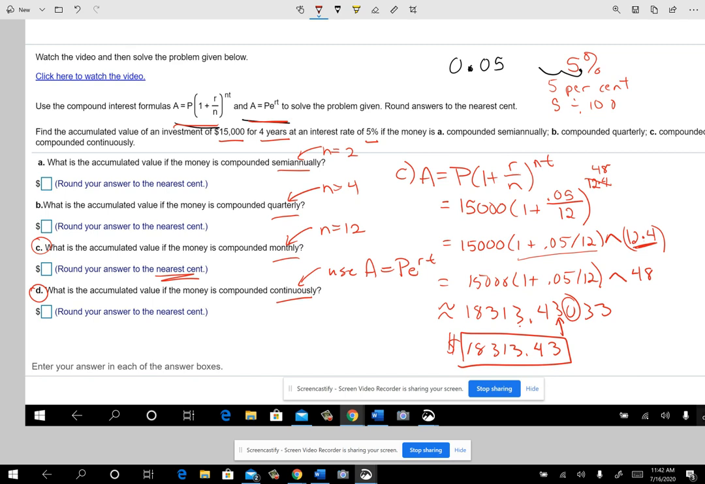Okay. All right. Now, when you get ready to do D, you have to use a different formula because it was continuous. So you're using A equals PERT. So let me put it right here. Oops. Don't do like I did. That R is an exponent. Okay. Like that. And so the 15,000 goes where P was. E is a number around 3. You're going to raise it to the 5%. That's where the R goes. And then the T is the 4 years. So that goes there. Okay. And that's what you want to type in.